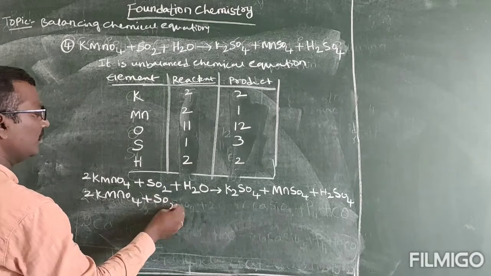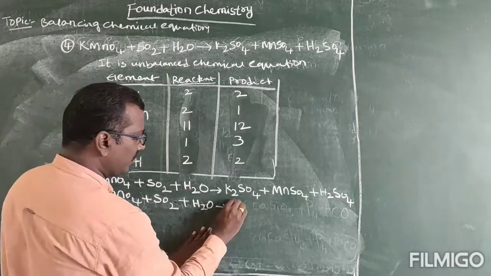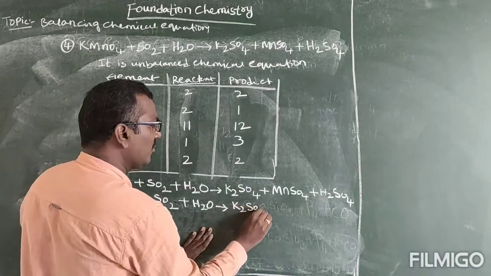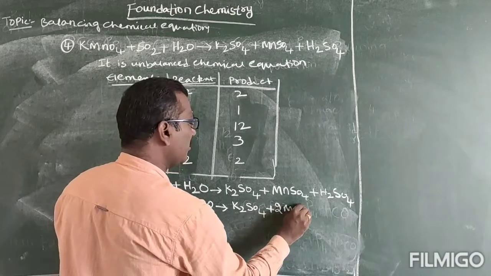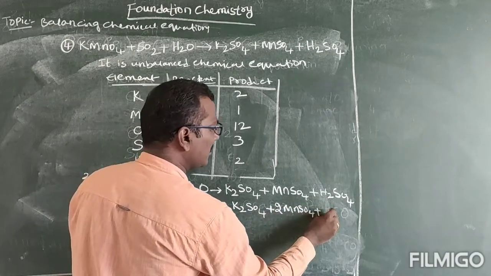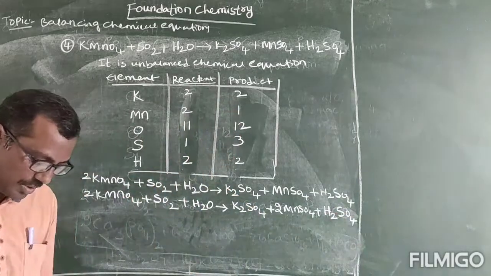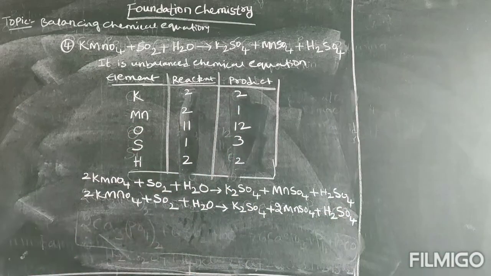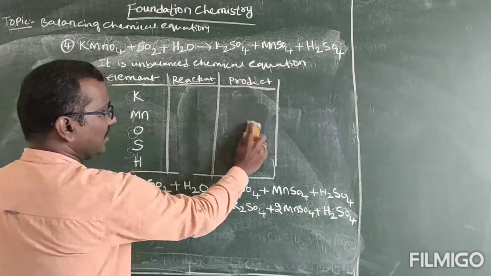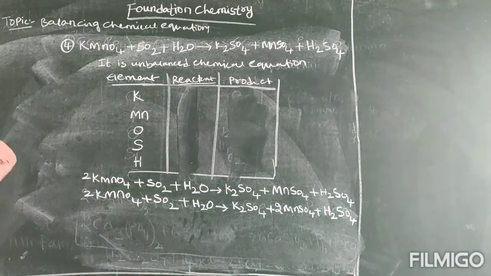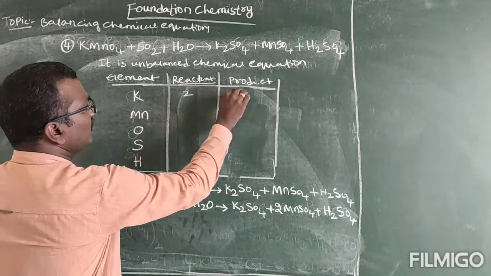plus SO2 plus H2O gives rise to K2SO4 plus 2MnSO4 plus H2SO4. You can check it. Okay. Now again we have to balance this. How many are there? That you check it. 2, 2.